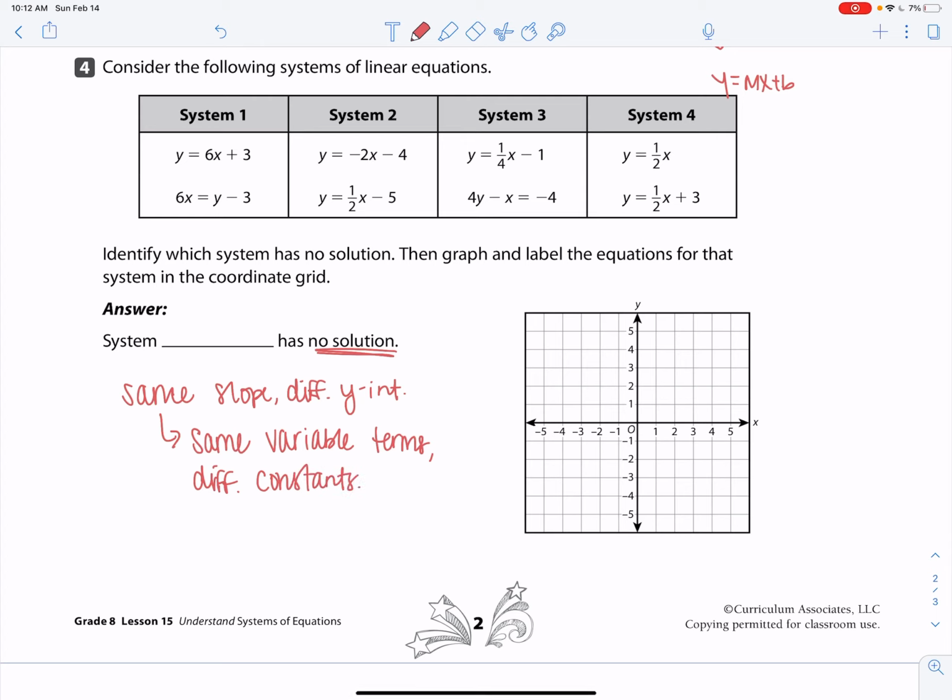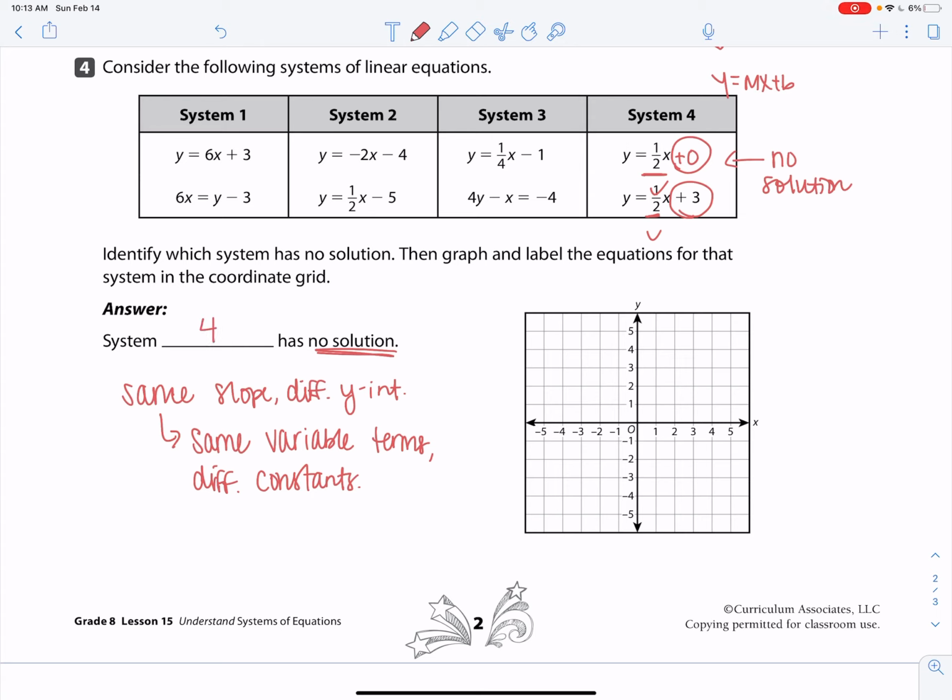If you look here, we have the same variable term, that part matches, and then the constants. Well, we have 3 here and we have nothing here. If you have nothing there, it's just a 0. So I've got the same variable terms but different constants, or the same slope, different y-intercept. So I've already found that system 4 is no solution, just by working a little bit smarter instead of harder. You didn't really have to go through any of the others. So system 4 has no solution.